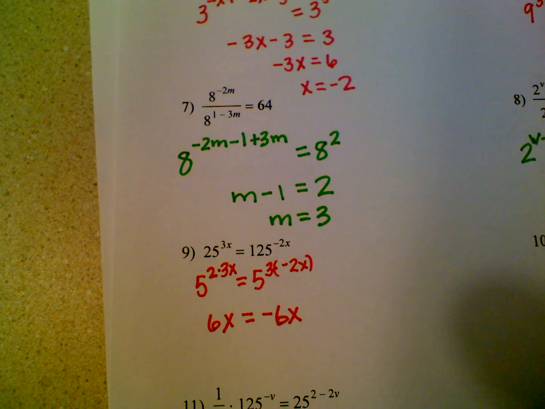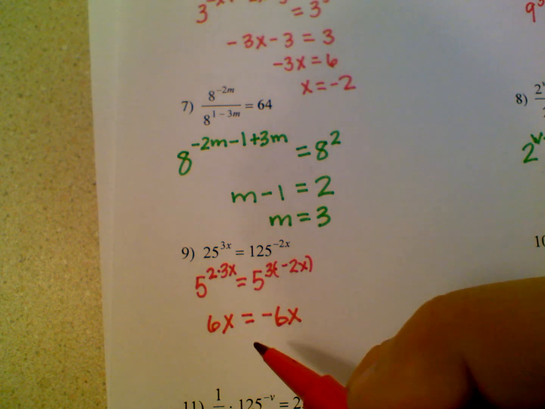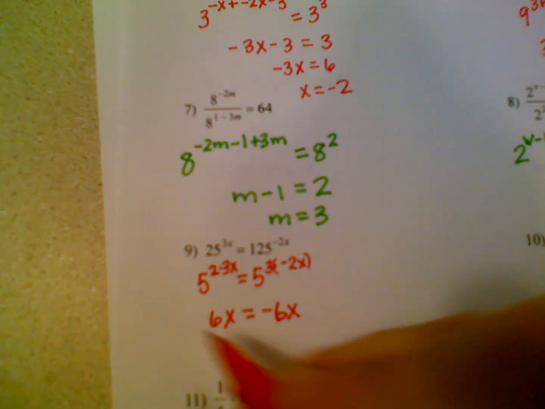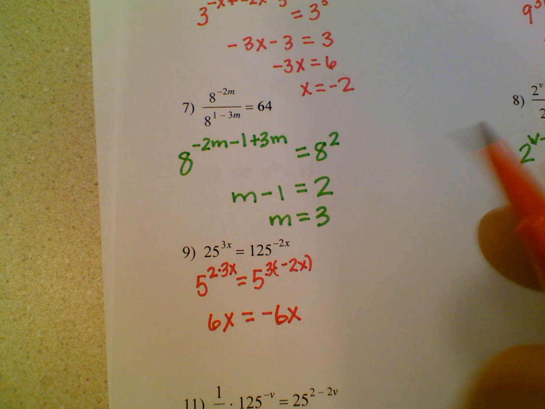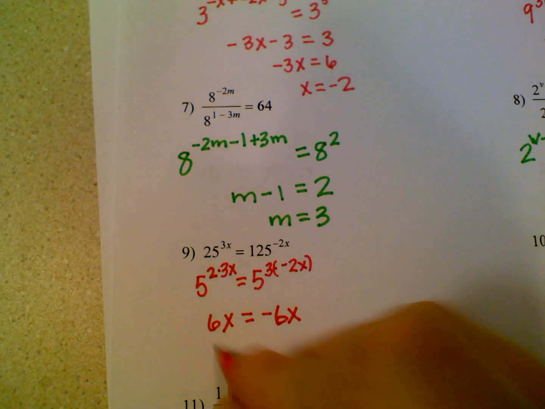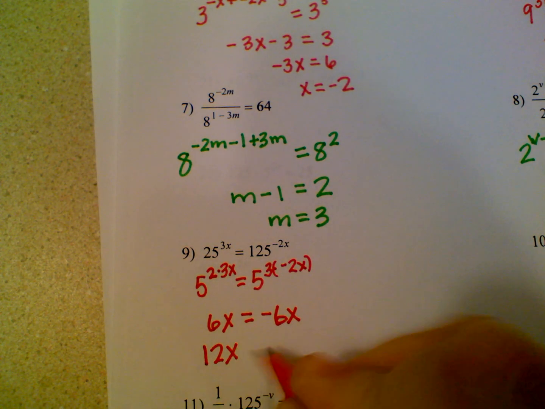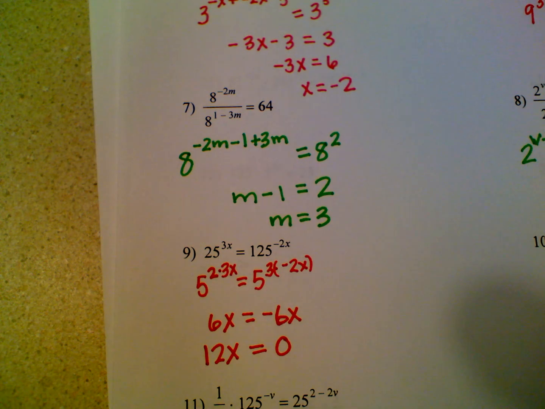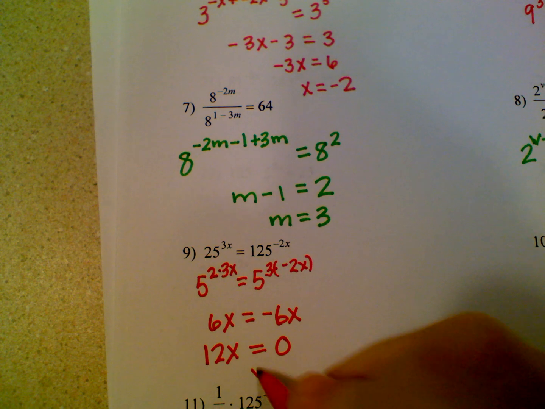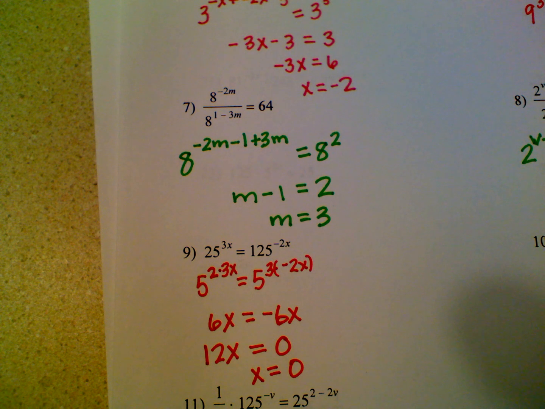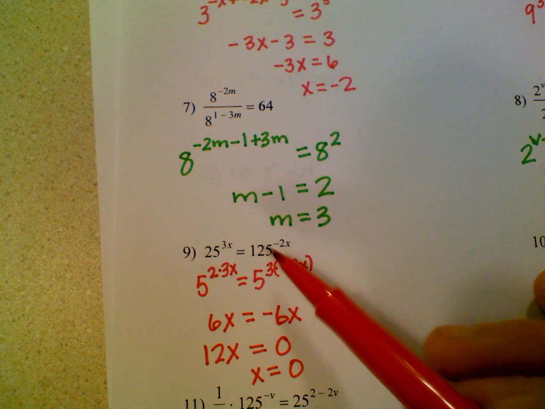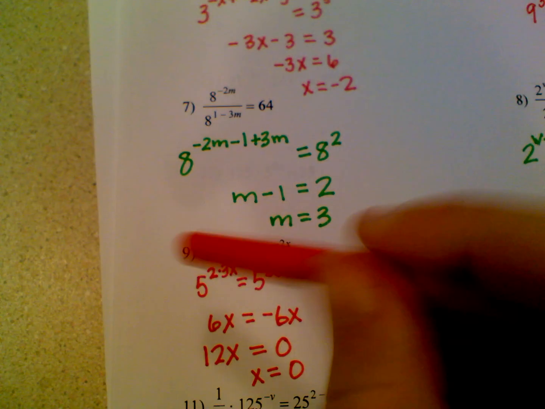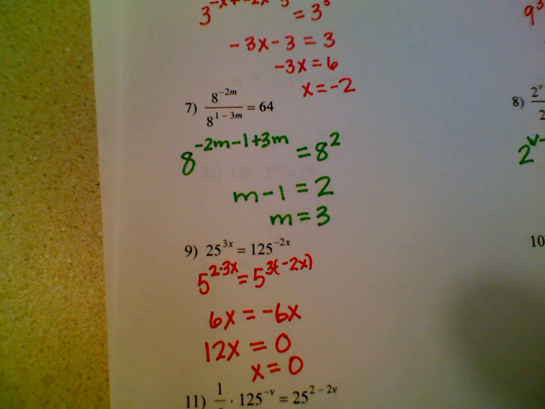And continuing to solve this, solve it like a normal equation. Sometimes we get that there's just x's, there's no constants, and we kind of freak out a little bit. Don't do that. Just add 6x to this side, and then that means you have 0 left over. And then when you divide by 12, you'll have x equal to 0. So the only number that makes these two the same, this side equal to this side, is 0.